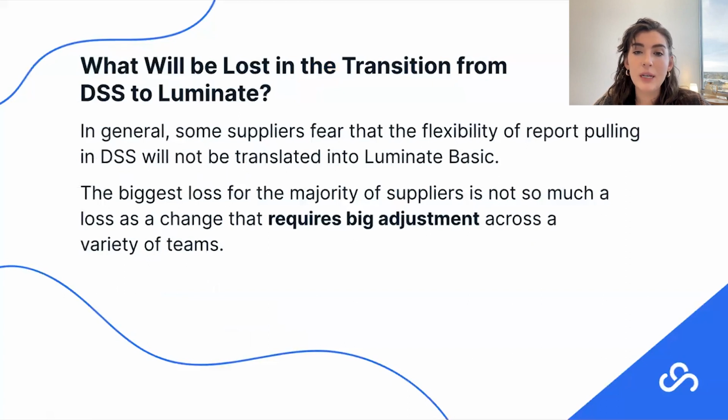So in general, some suppliers, the ones that we have been able to speak to, fear that the flexibility of report building in DSS is not going to be translated to Luminate Basic. And what I'll say here is we have gotten to understand how Luminate Basic feels compared to DSS. And there is one feature that I feel like is helpful for transitioning. So in Luminate Basic, and I believe it's in Charter because if it's in Basic, it should be in Charter, is something called alias names.